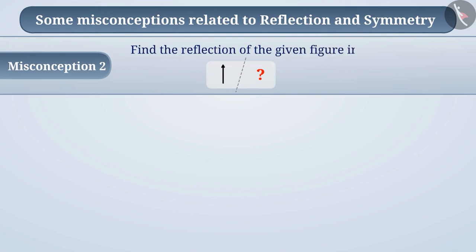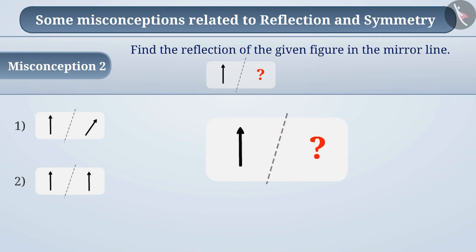Misconception 2. Find the reflection of the given image in the mirror line. Some students don't pay attention to the mirror line while finding the reflection. They ignore the mirror line and believe that the reflection of the image is given correctly in option 2. But option 2 is incorrect.